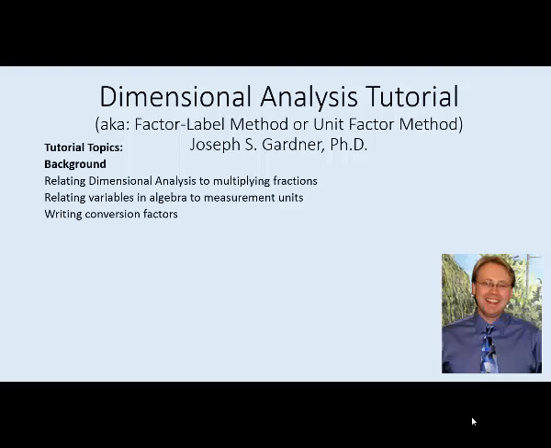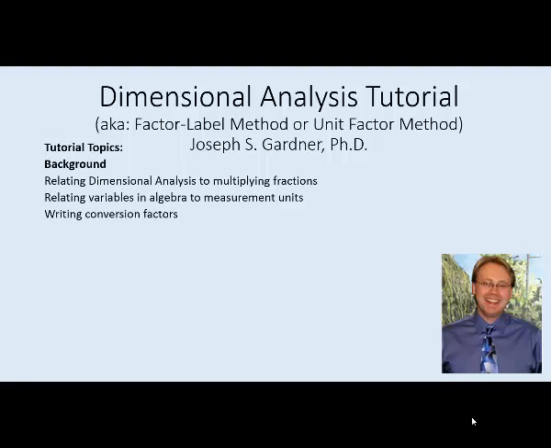We'll see that it really helps us keep track of converting one unit to another, especially converting from the English to the metric system or the metric to the English system, or it's very useful in converting from one metric unit to a second metric unit, as we will see.